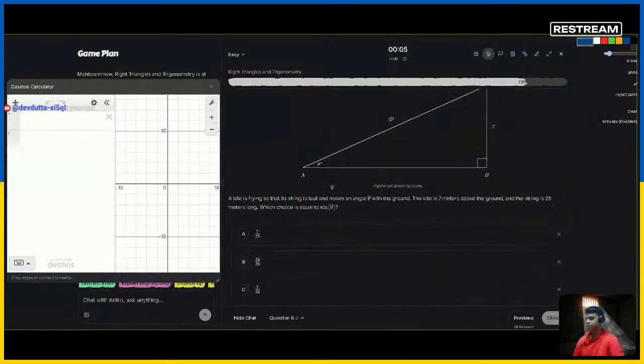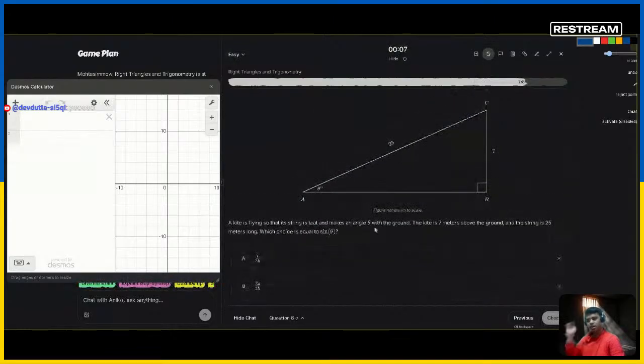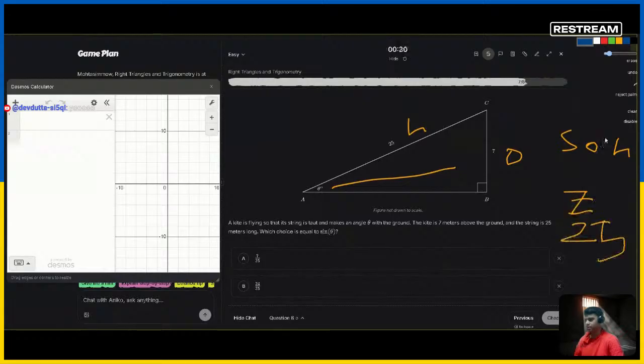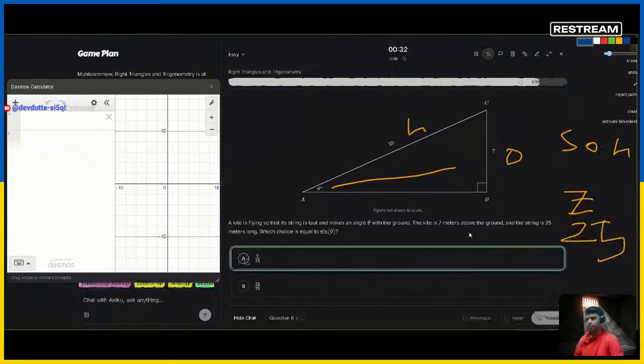A kite string is straight and makes an angle with the ground. The kite is 7 meters above the ground. Which choice is equal to sine? Okay, where's O? This is sine, so O and H. So 7 over 25. There you go, the first answer is 7 over 25.